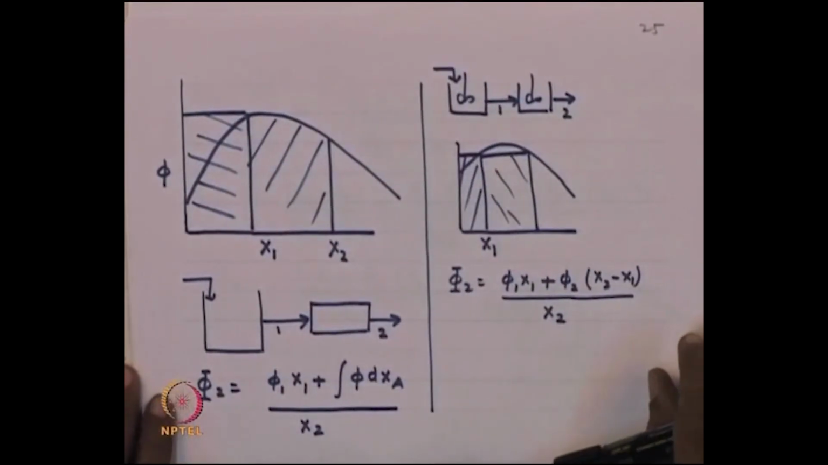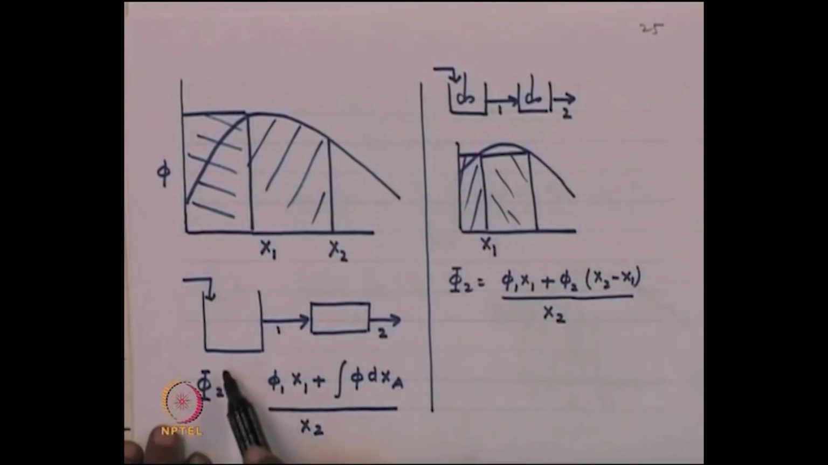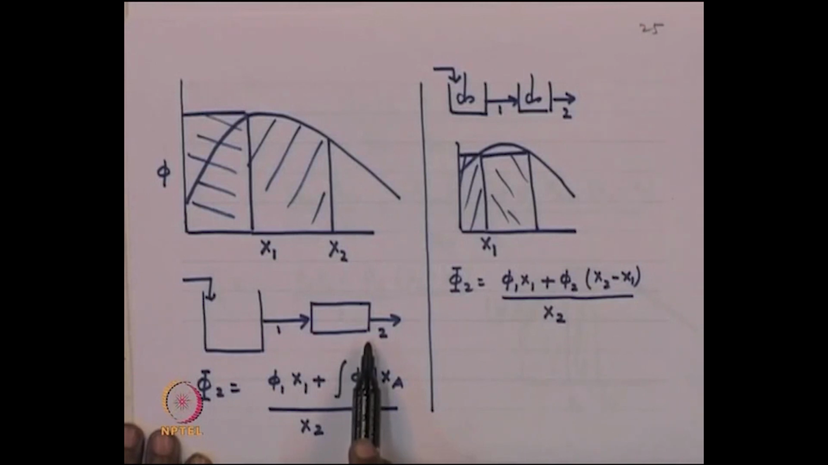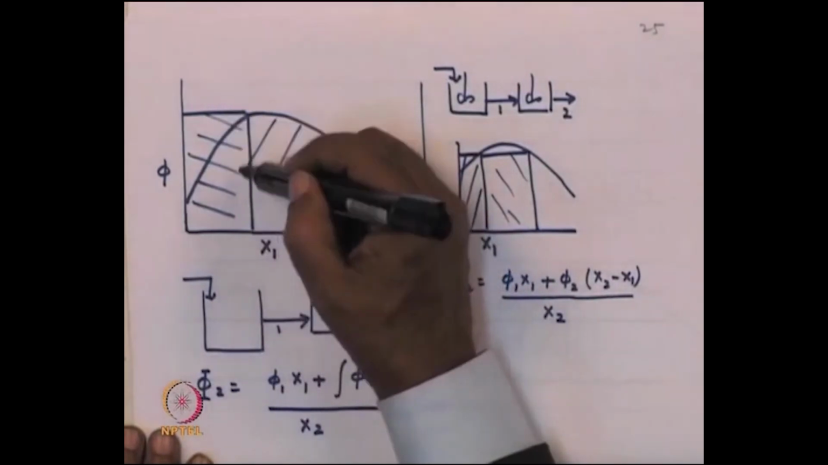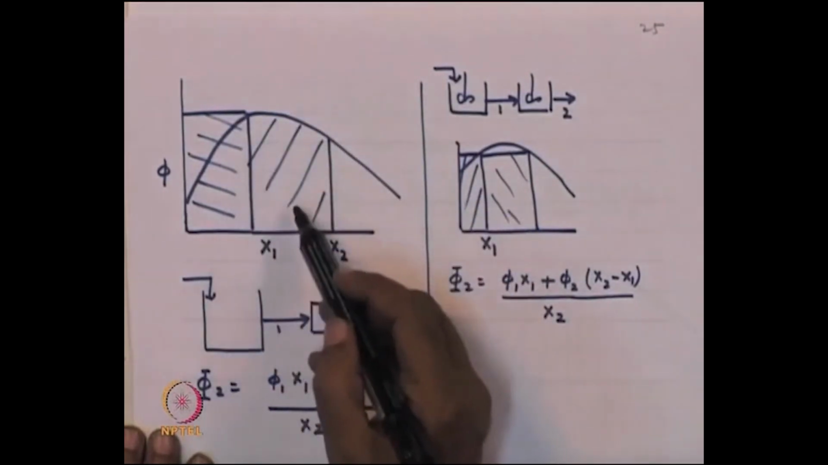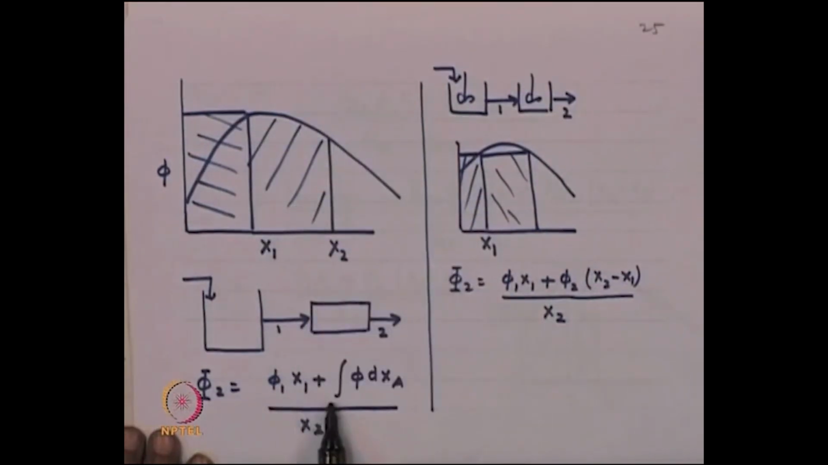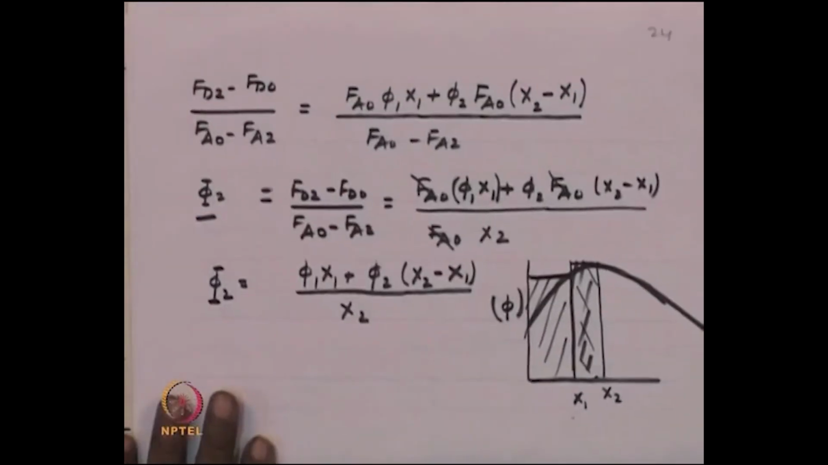What is this example? You have a CSTR followed by a PFR. So, what is the overall yield? Based on whatever procedure we have set up, straight away you should tell me the overall yield will be: the first will be this area, second will be this area. That means, phi 1 x 1 plus integral phi dx A by x 2. Same procedure as we said earlier.